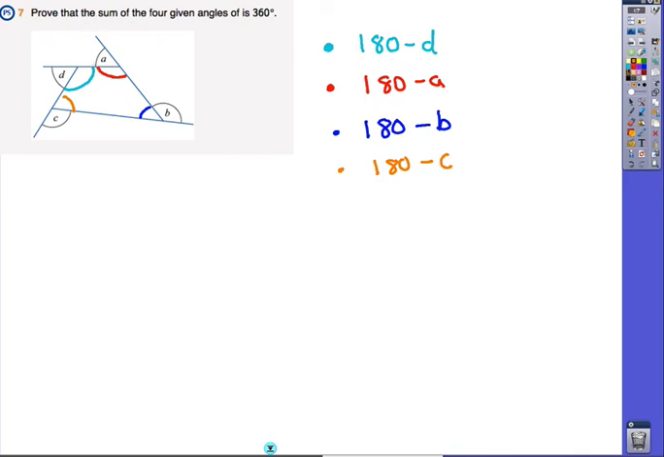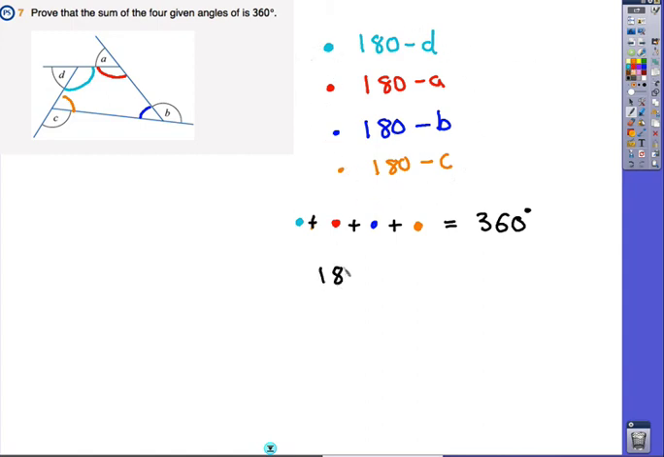We know that the blue angle plus the red angle plus the dark blue angle plus the orange angle, so if we sum up all these angles, they should sum up to 360 degrees, because angles in a quadrilateral add to 360 degrees. So let's start doing that. Let's start actually working it out. So let's sum up these angles.